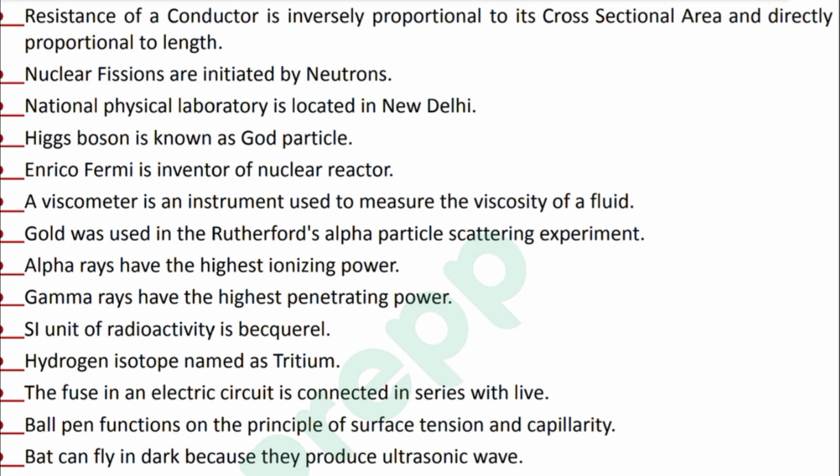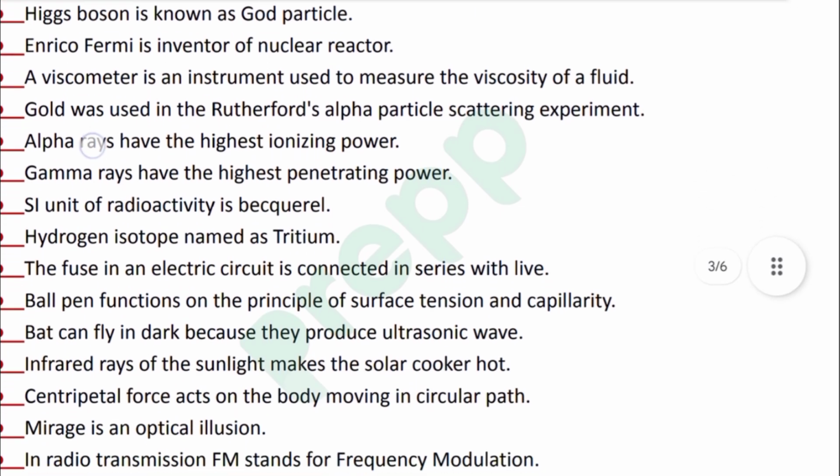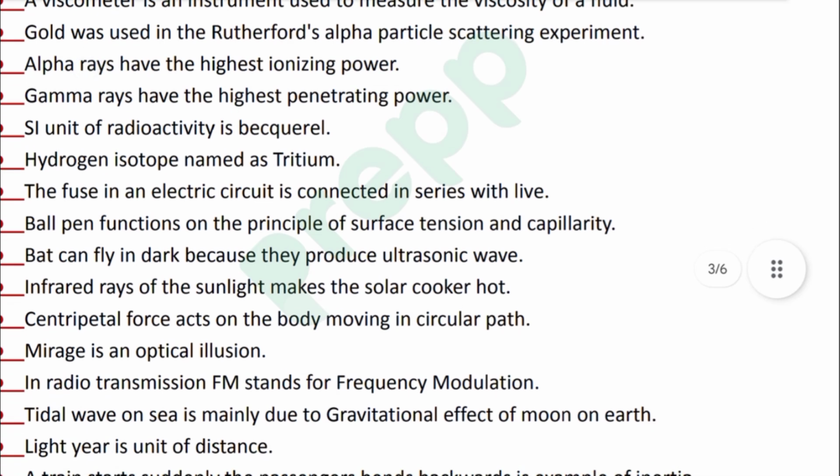Viscometer is an instrument used to measure the viscosity of fluid. Gold was used in the Rutherford alpha particle scattering experiment. Alpha ray has the highest ionizing power. Gamma ray has the highest penetrating power. SI unit of radioactivity is becquerel. Hydrogen isotope is named as tritium.